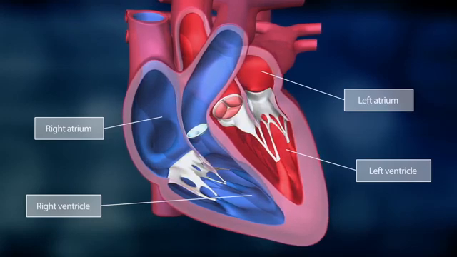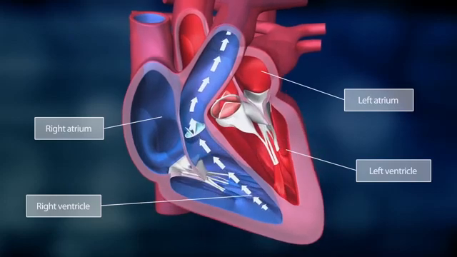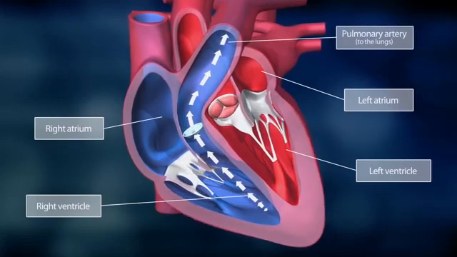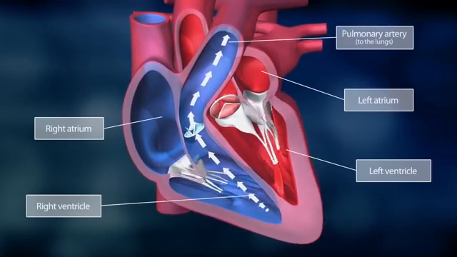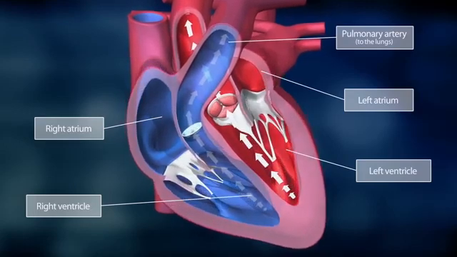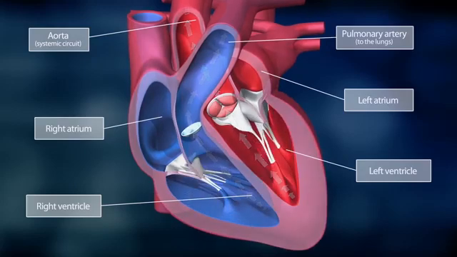The right and left side of the heart work hand in hand. The right side of the heart pumps blood through the pulmonary artery into the lung, where it is enriched with oxygen. The left side pumps blood to all other parts of the body through the aorta and the systemic circuit.